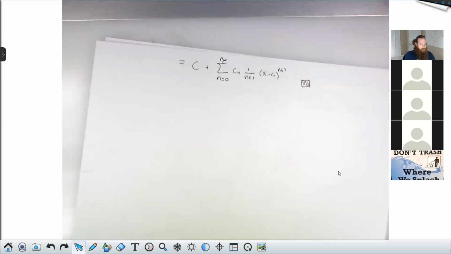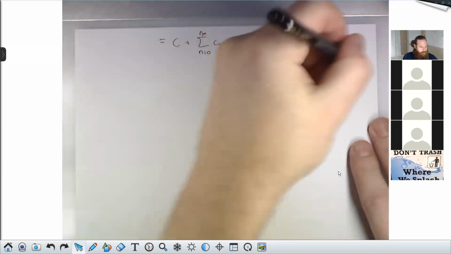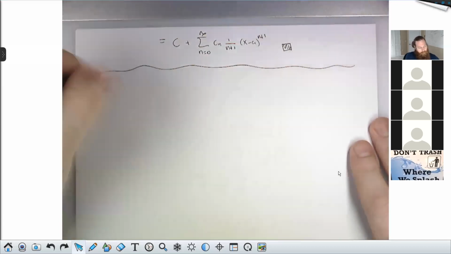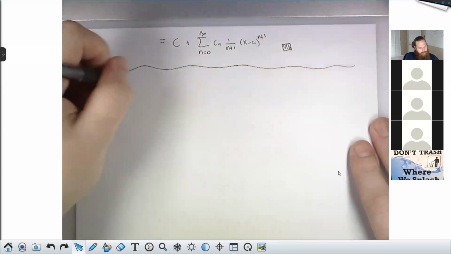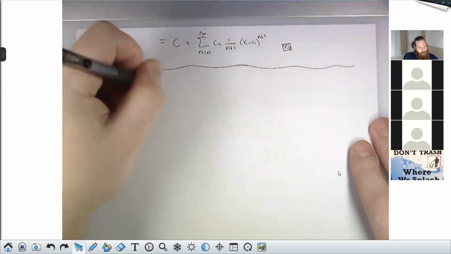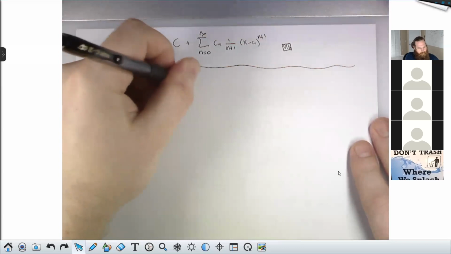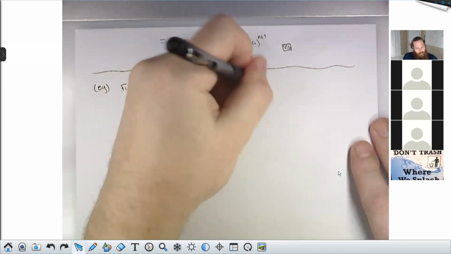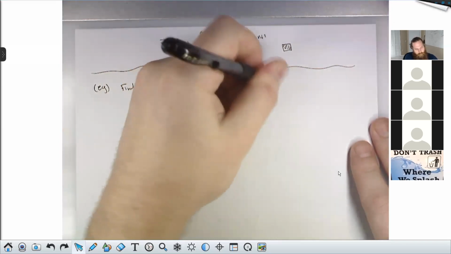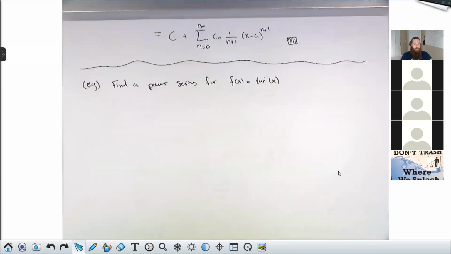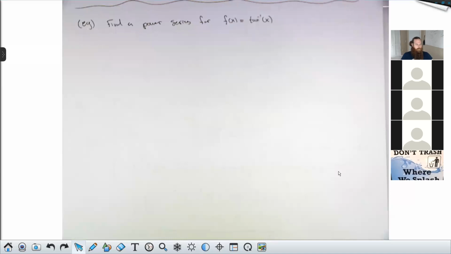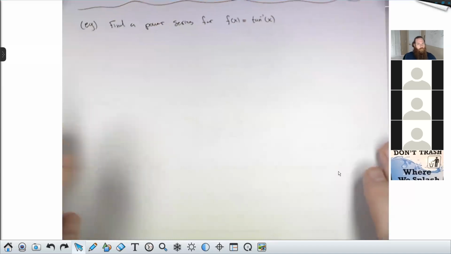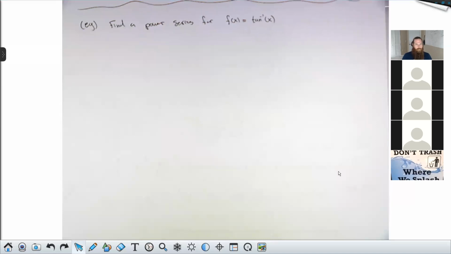My first and most favoritist example here is an integration example. I want to find the power series for the inverse tangent function. You guys know how much I love arctan. There's lots of good reasons to love arctan. One of them is that it has a very nice power series expansion.